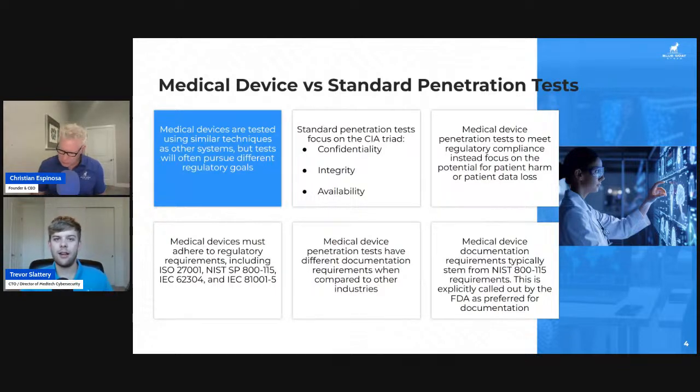NIST Special Publication 800-115 talks more about the actual specifics of what we have to do for testing, the requirements for documentation, what we're looking for, things like that.